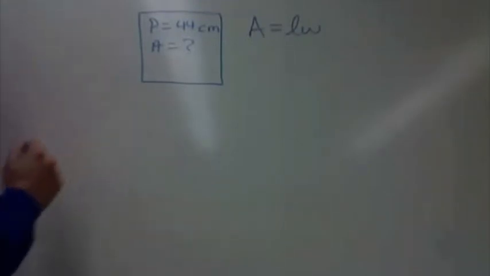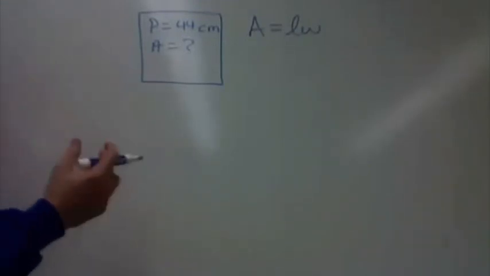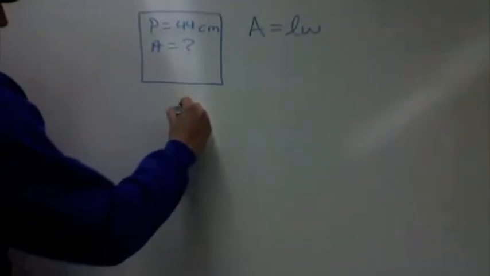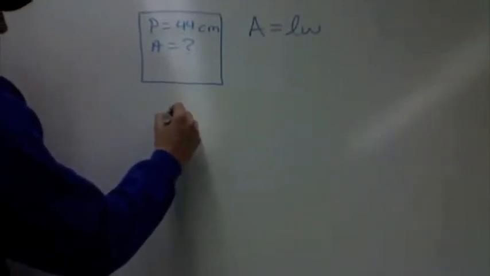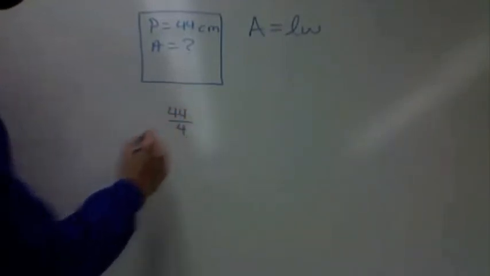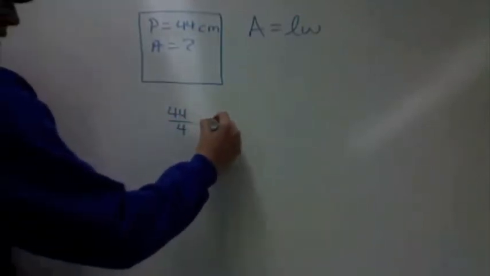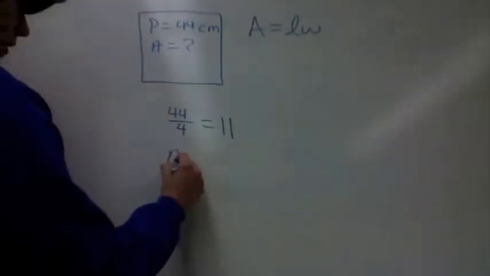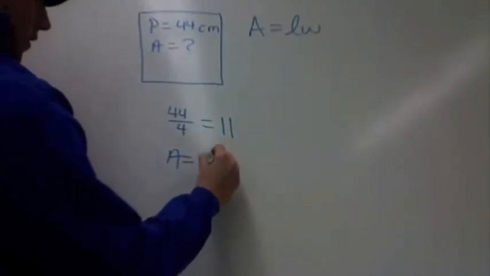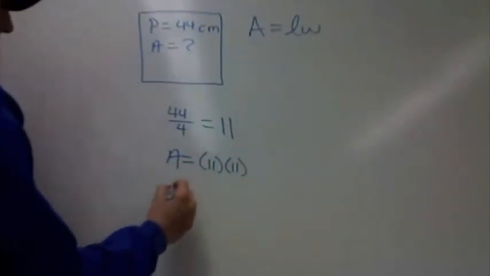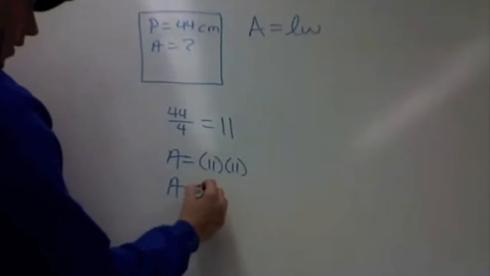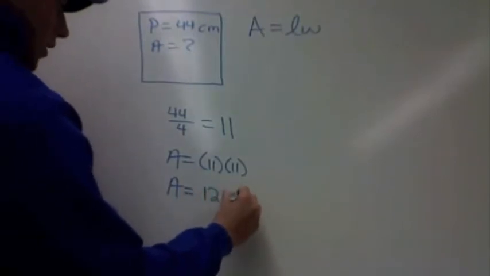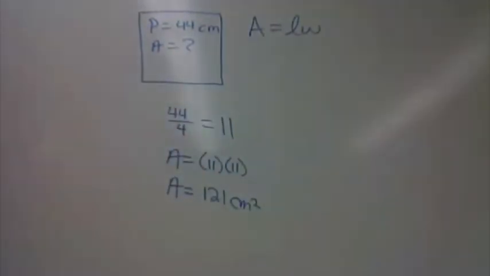So in order to find out what our sides are, what our length and our width are, we're going to take 44 and divide it by 4. When we divide 44 by 4, you can see that we get 11. So now that we have that, all sides of the square are 11 centimeters. So we're just going to simply multiply 11 times 11, and the area of the square is 121 centimeters squared.